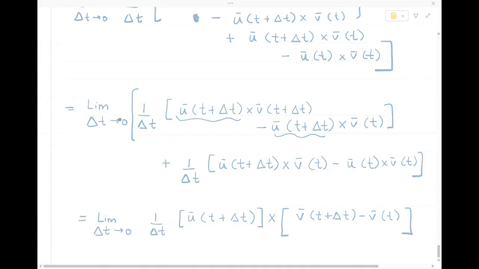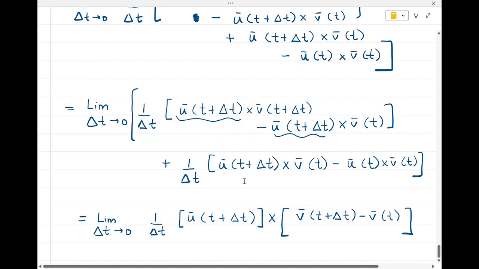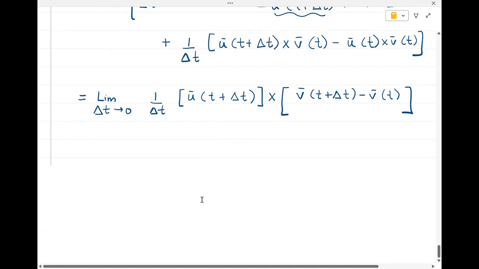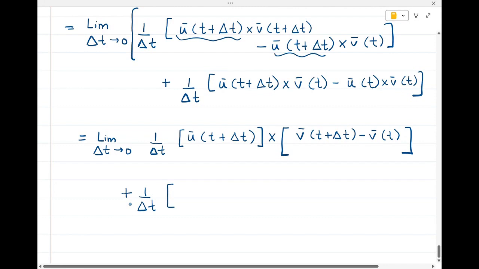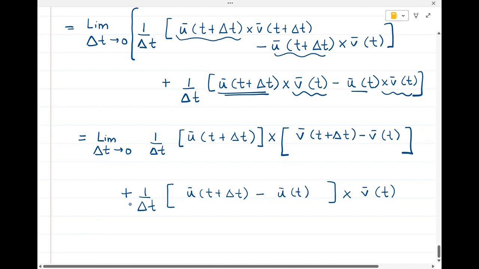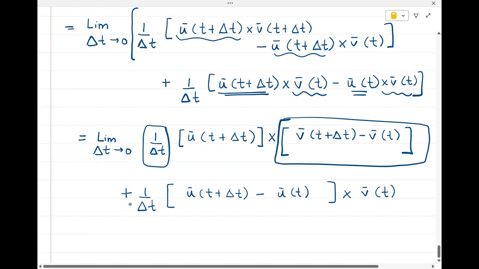Plus, in the next second term, I'm having 1 by delta t in the square bracket. Now here I can see in the second part v bar t is common, and it is on the right hand side, so I'm going to put it on the right hand side. 1 by delta t, cross v bar t common on the right hand side. What am I left with inside? u bar t plus delta t minus u bar t, right? This term minus this term. And 1 upon delta t with v bar t plus delta t minus v bar t is nothing but the derivative of v bar, right?